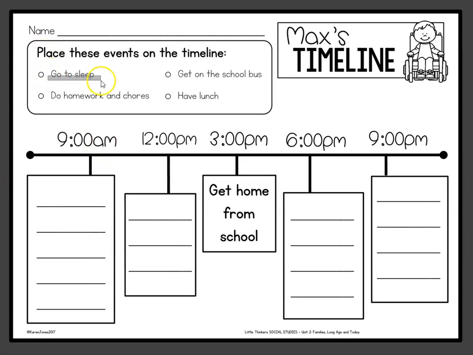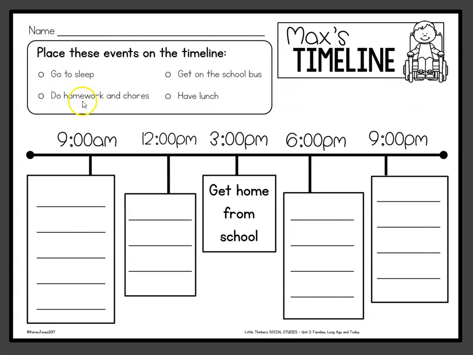So this says, okay, right here it says go to sleep. So place these events on the timeline. This is Max's timeline. So this says 9 a.m. Does 9 a.m. happen in the morning time, right? Because this is going in order. So it's 9 a.m., 12 p.m. or noon, 3 p.m., and it says get home from school, 6 p.m., and then 9 p.m. So this says go to sleep. Do we go to sleep at 9 a.m.? No, we don't go to sleep at 9 a.m. We go to sleep at 9 p.m. So go to sleep would be over here, 9 p.m.